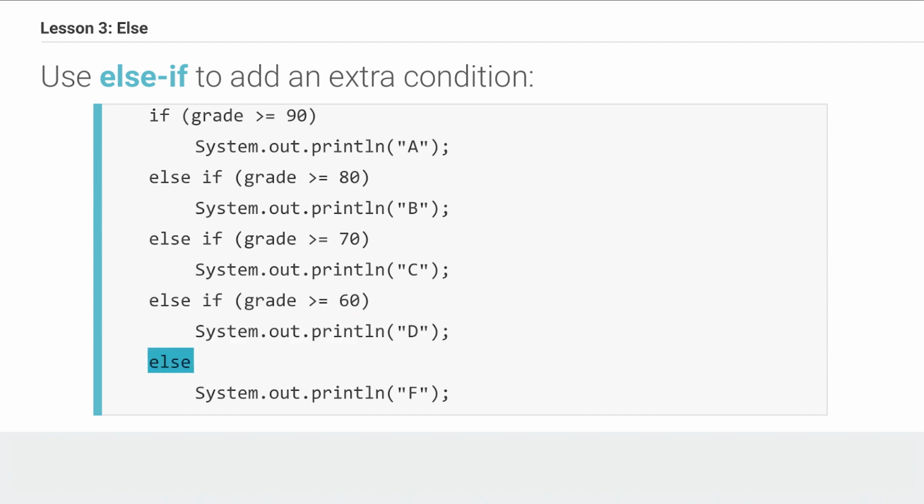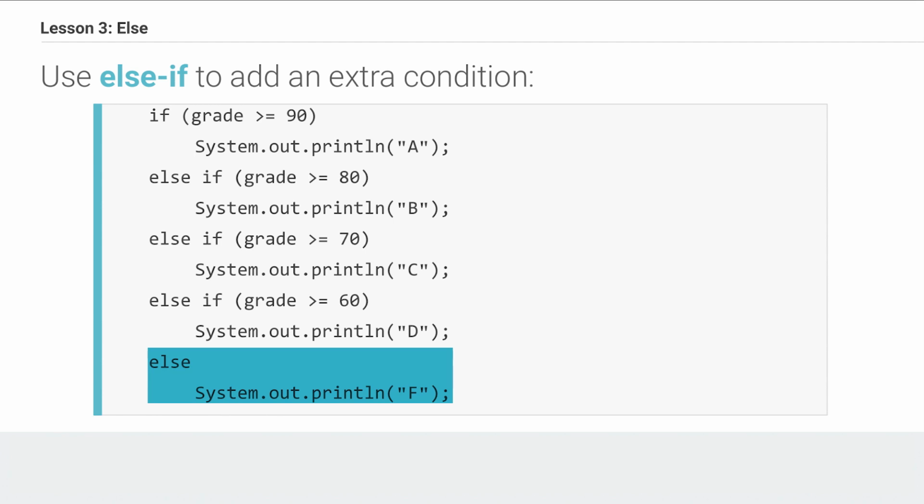Now here's a little bit of a change. At the bottom, the only other possibility is that they have an F. If their grade is not higher than any of these other grades, then obviously the student is failing. So for this one, you notice we don't need that extra if. We can just leave it off. So else System.out.println F. So that means anybody who doesn't have one of these other grades will automatically fall into the F category.